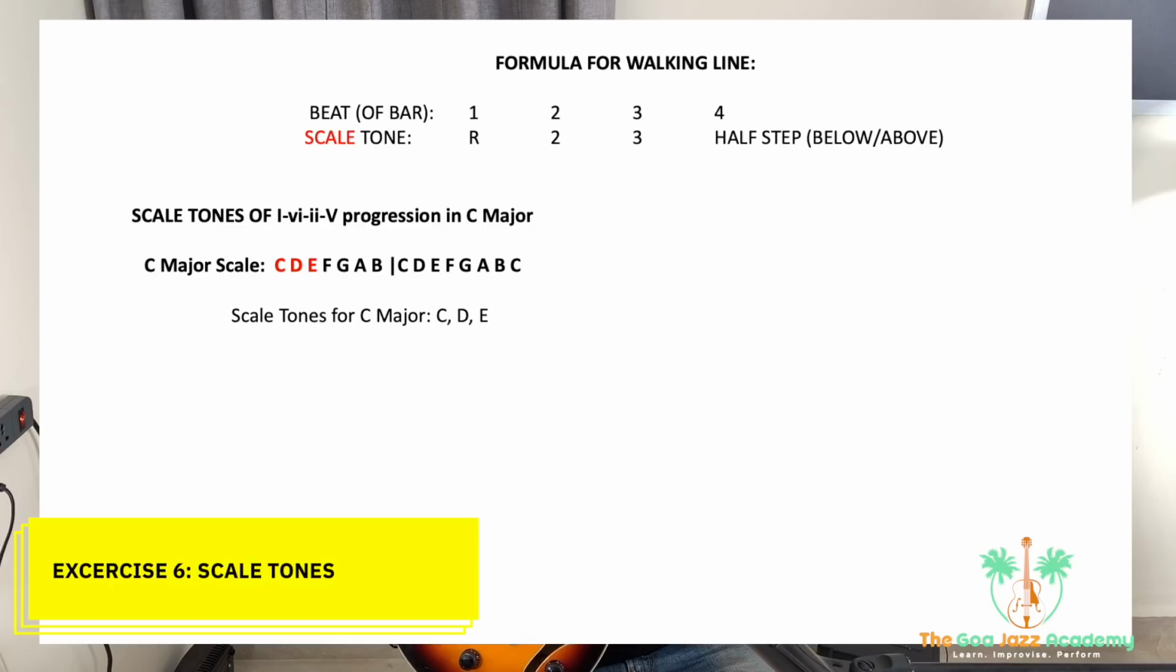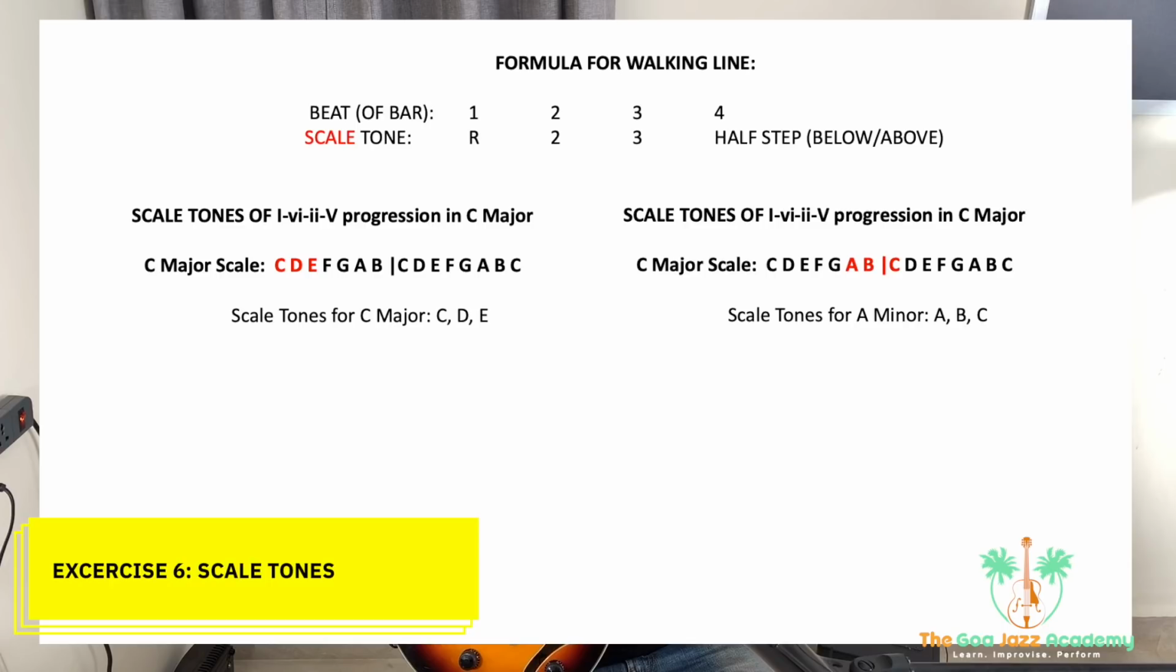So that's very simple: C, D, and E. So A, C. Now we have A minor 7 in the second bar. Well, A minor is in the key of C. It's the relative minor. So to find the scale degrees, all we have to do is pretend that the scale starts from A. That's the root.